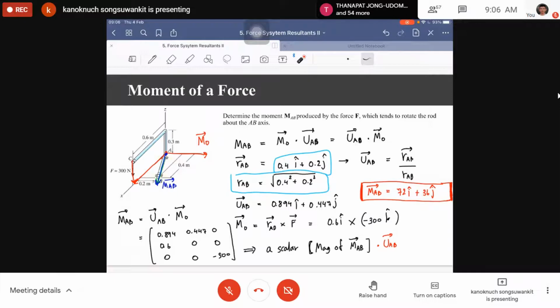And how it's rotated, you can use the right-hand rule. Your thumb will point along this MAB or this axis, and the curve of your forefinger shows how it's rotated. So it will rotate counterclockwise along the line AB.